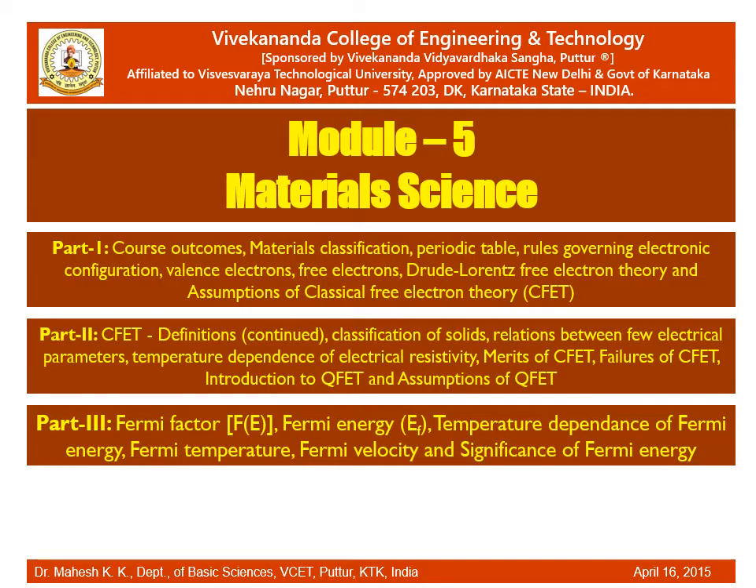Just to recap, we started this module of material science with the material classification, that is insulators, semiconductors and conductors, and then we started explaining about the basis of free electron theory based on the electronic configuration and periodic table. Then we looked into the assumptions of classical free electron theory, certain definitions and relations of electrical parameters, and finally we discussed about merits and demerits of classical free electron theory.